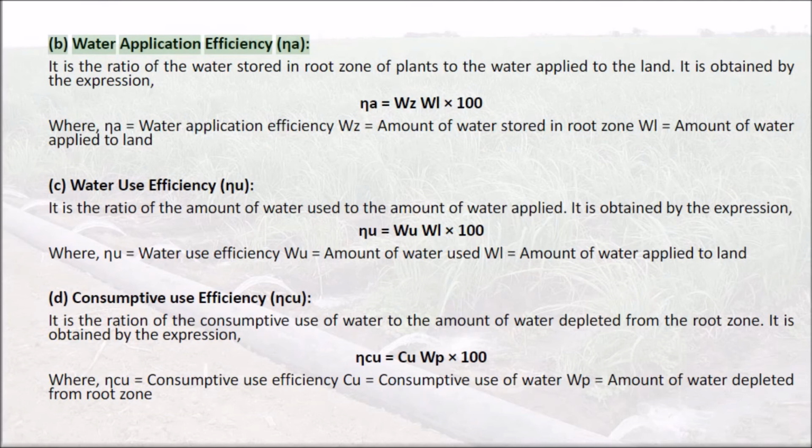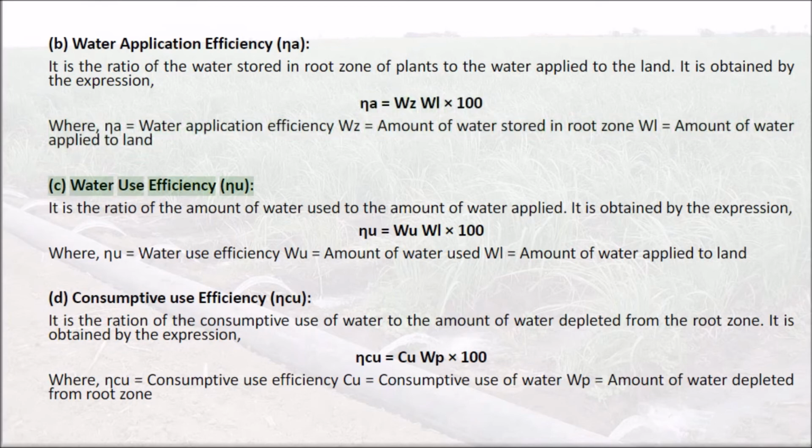B. Water application efficiency, ηa. It is the ratio of the water stored in the root zone of plants to the water applied to the land. It is obtained by the expression ηa equals WZ/WL times 100, where ηa equals water application efficiency, WZ equals amount of water stored in root zone, WL equals amount of water applied to land.